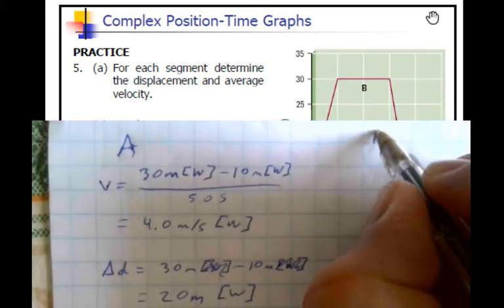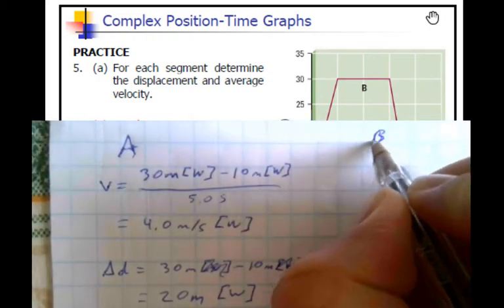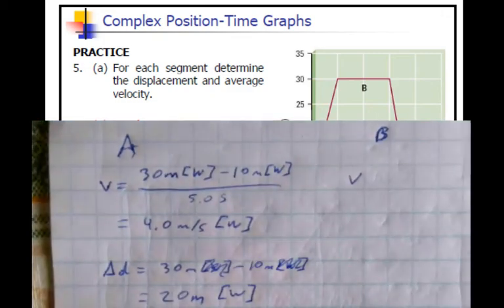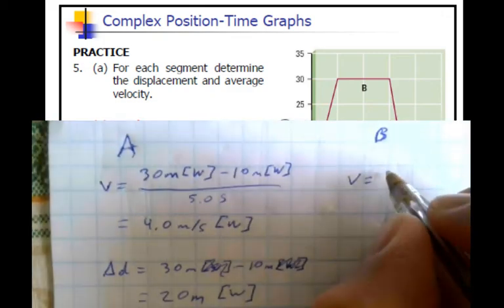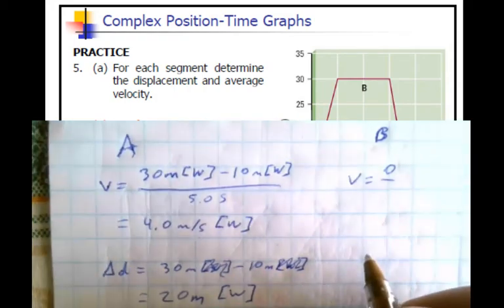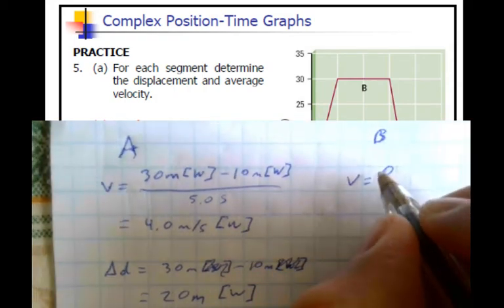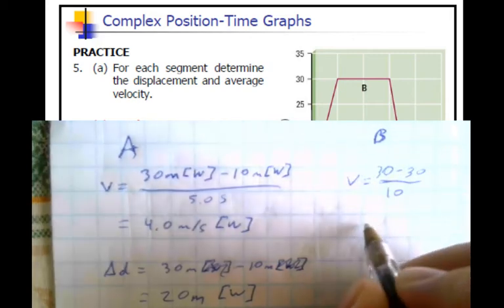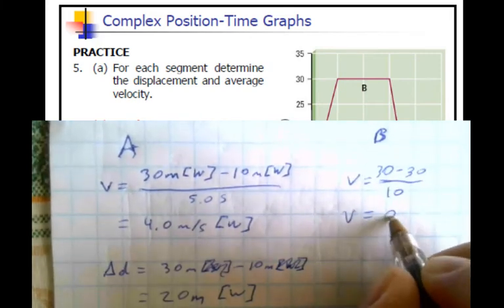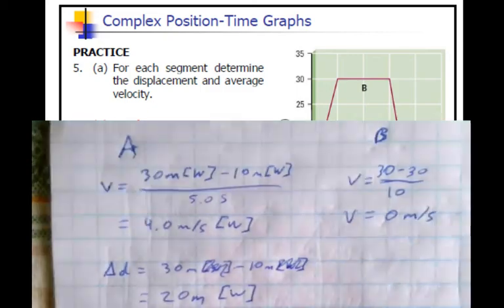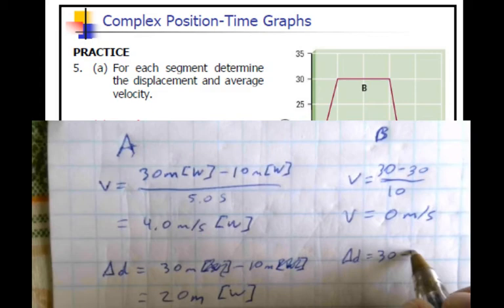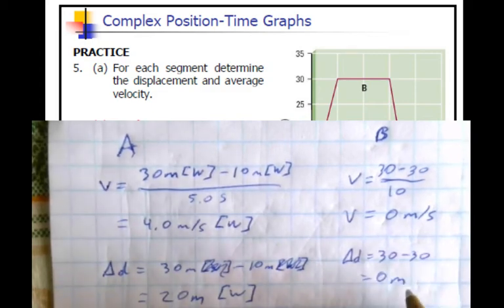Let's look at line segment B. This one's probably going to be the easiest one to calculate. For line segment B, we are not changing our position at all. Or I guess we could say we're at 30 minus 30, which is 0. And we're doing that for 10 seconds. So we have 0 meters per second as our velocity. Our displacement is 30 minus 30, so our displacement is also 0.